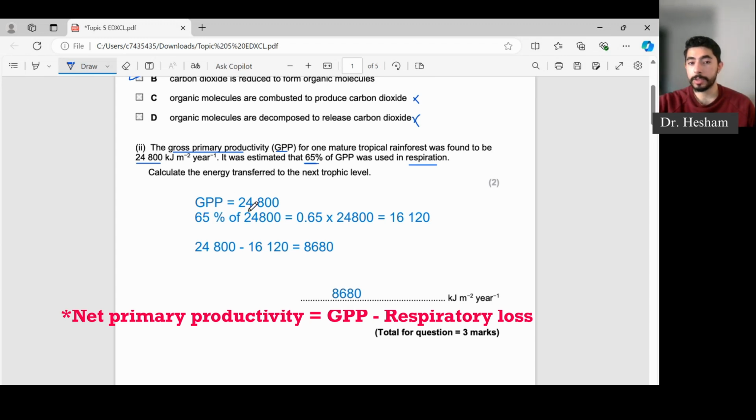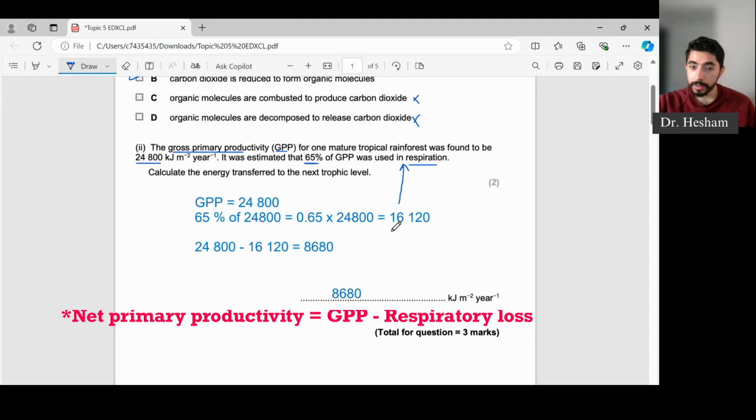So GPP is 24,800. 65% of 24,800 is 0.65 times 24,800. And then the answer is 16,120. So this 16,120 is the energy used in respiration by the plant. Still not yet transferred to the next trophic level.